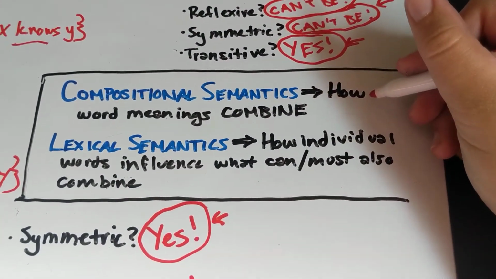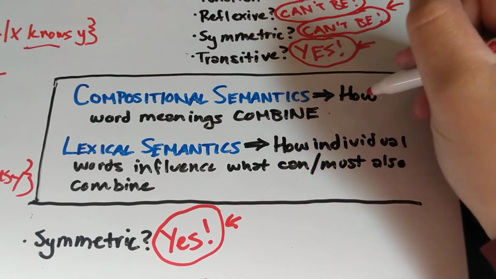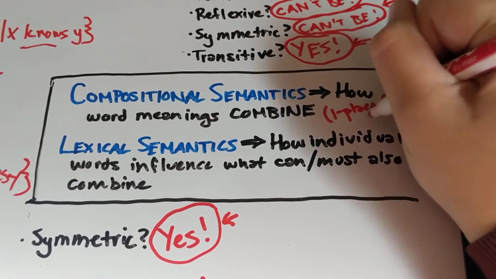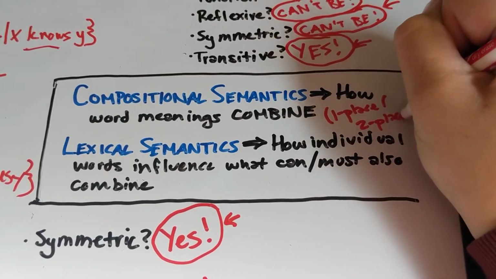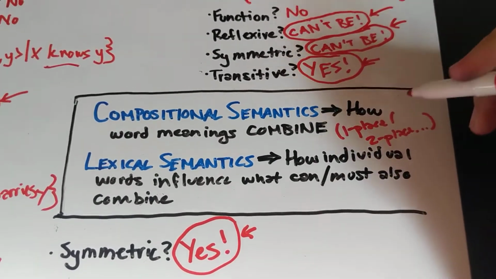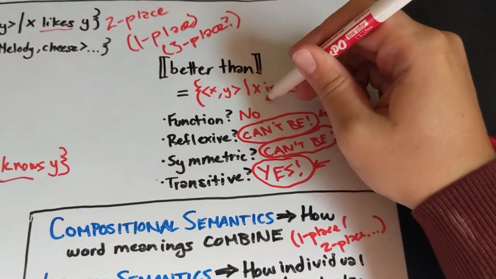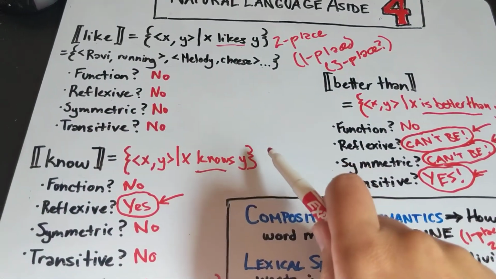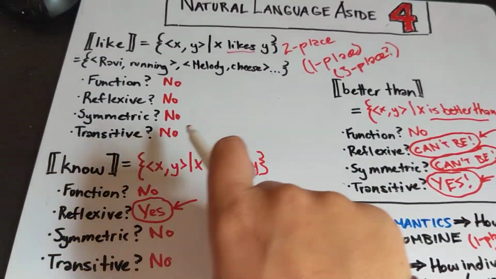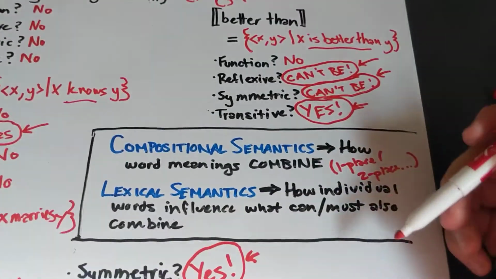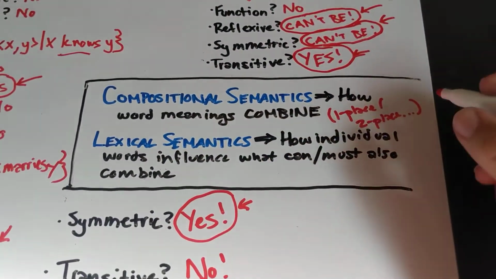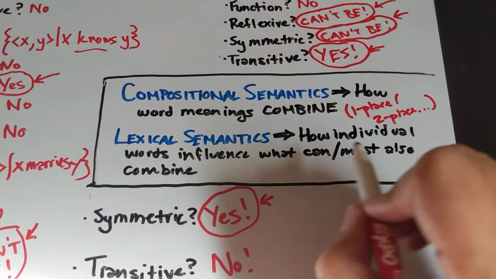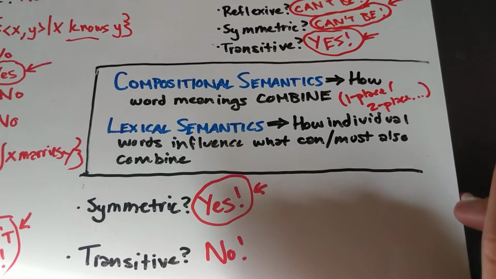So the first is compositional semantics, which cares about how the word meanings combine, which is one place, two place, etc. Where we're not really caring about what is the word in here, right? We don't really care that much about what is the word in there. We only care about what this set looks like, what this relation looks like. And the other one is lexical semantics, where we really do care about the word because it's going to influence what can and must be connected in that relation.